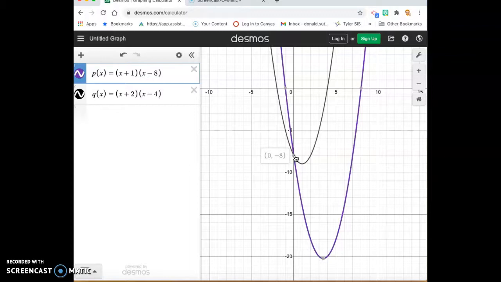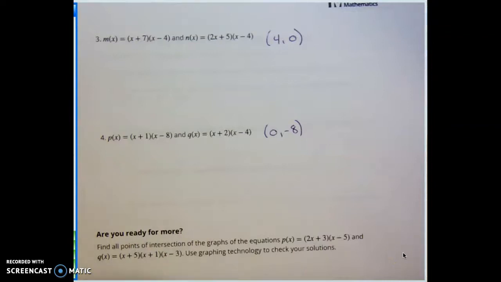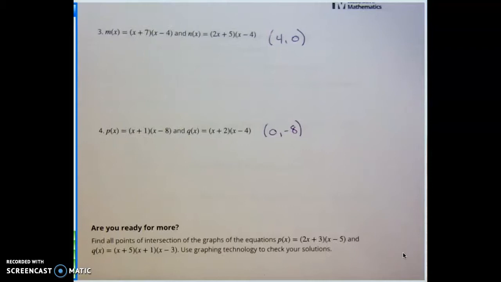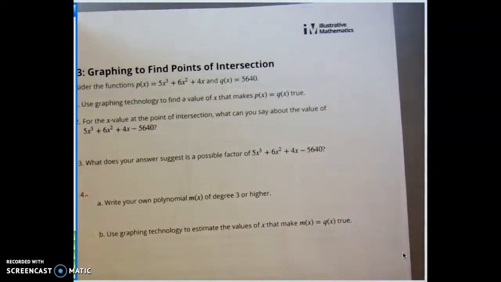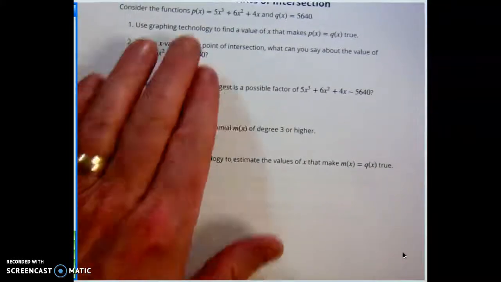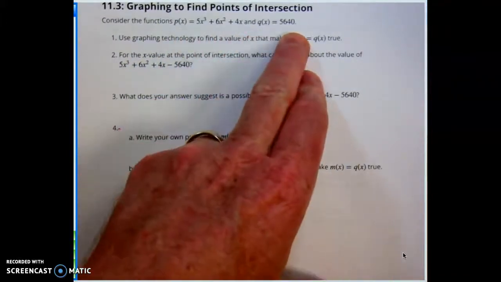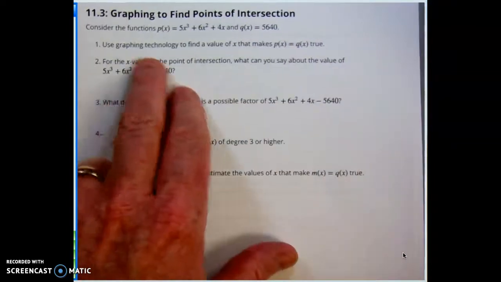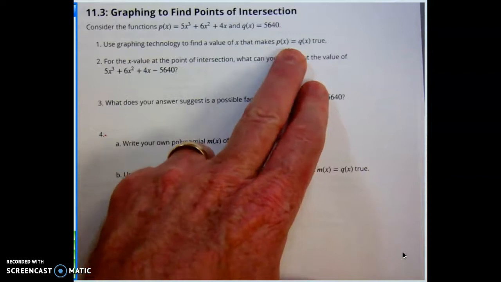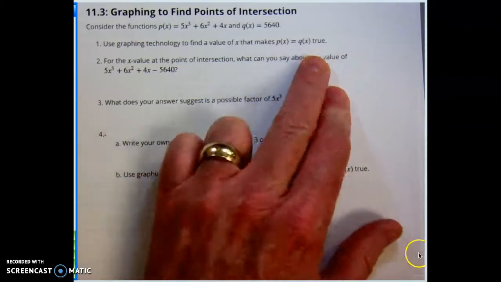Whole point there is there's really two ways to do it. You can either set the equations equal to each other and solve it, or you can graph it and solve that way. Now here's another thing I want us to think through. Last thing, and then I'm going to let you go. It says consider the functions p of x equals, and you got this big old function, and q of x equals 5,640. Use graphing technology to find the value of x that makes p of x equal q of x true. I want you to catch this.